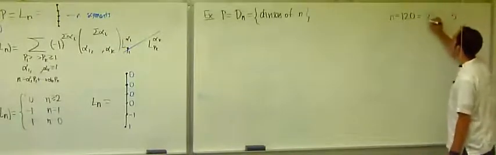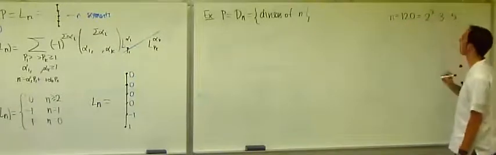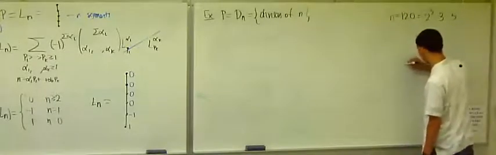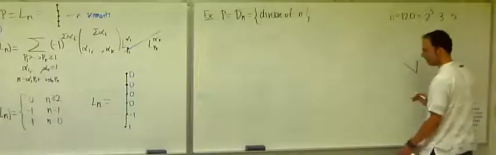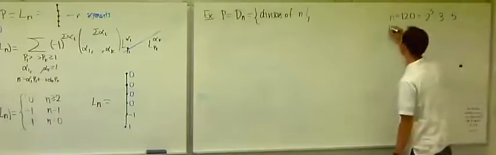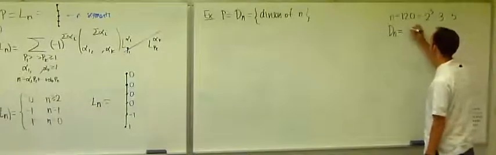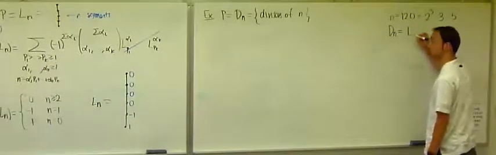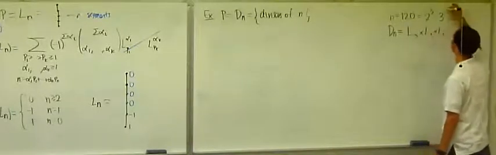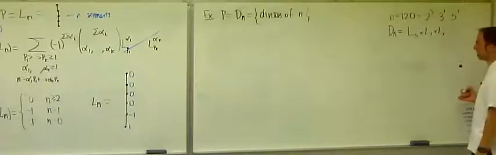So 2 to the what? This is 8 times 15. So 2 to the 3 times 3 times 5. And then you just give a direction to each one of these. The point is that this poset is just the poset L3 cross L1 cross L1, where these are the exponents. And we've done this a couple of times.